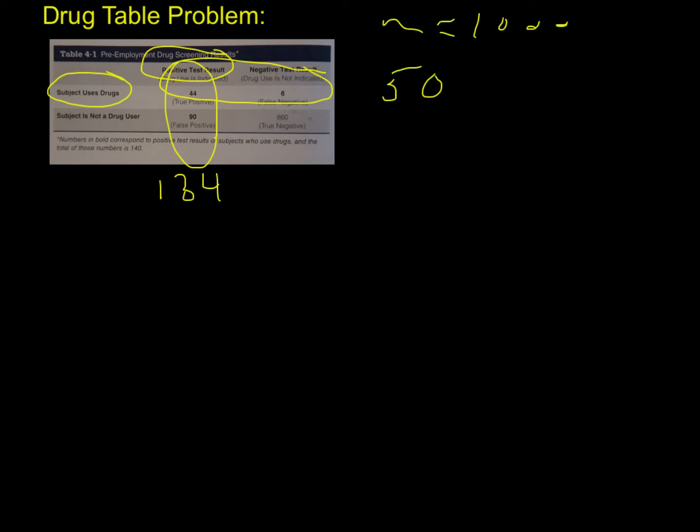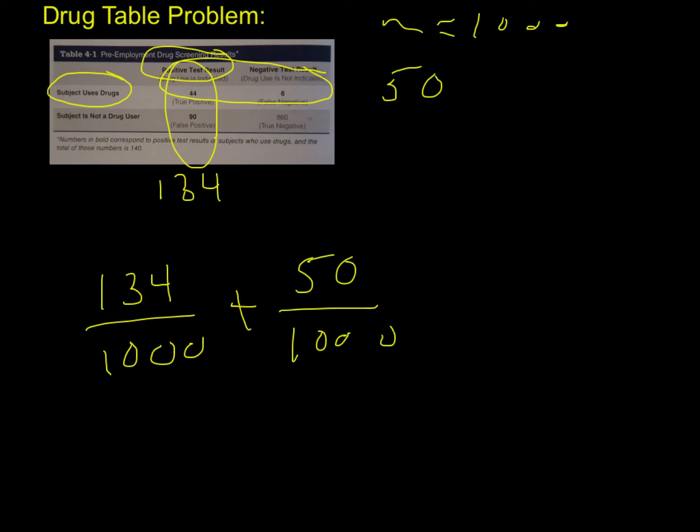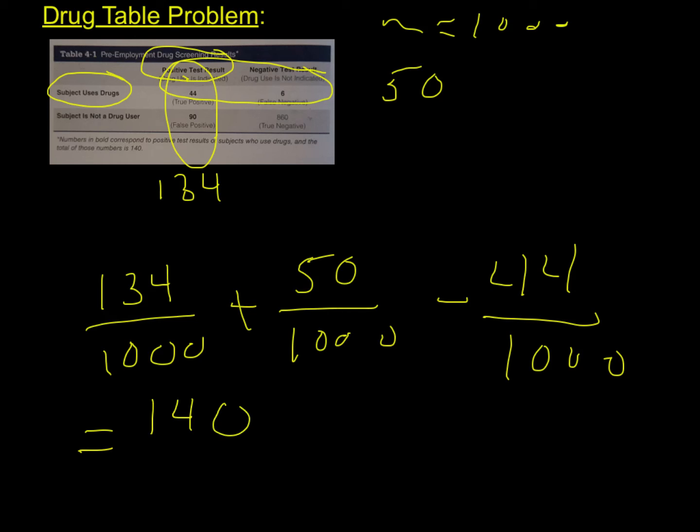So we have 134 over 1,000 plus 50 over 1,000. And then we want to subtract out the overlap, and that overlap is right here at 44. So we're going to subtract 44 over 1,000, which gives us a result of 140 out of the 1,000 either used drugs or had a positive test result.